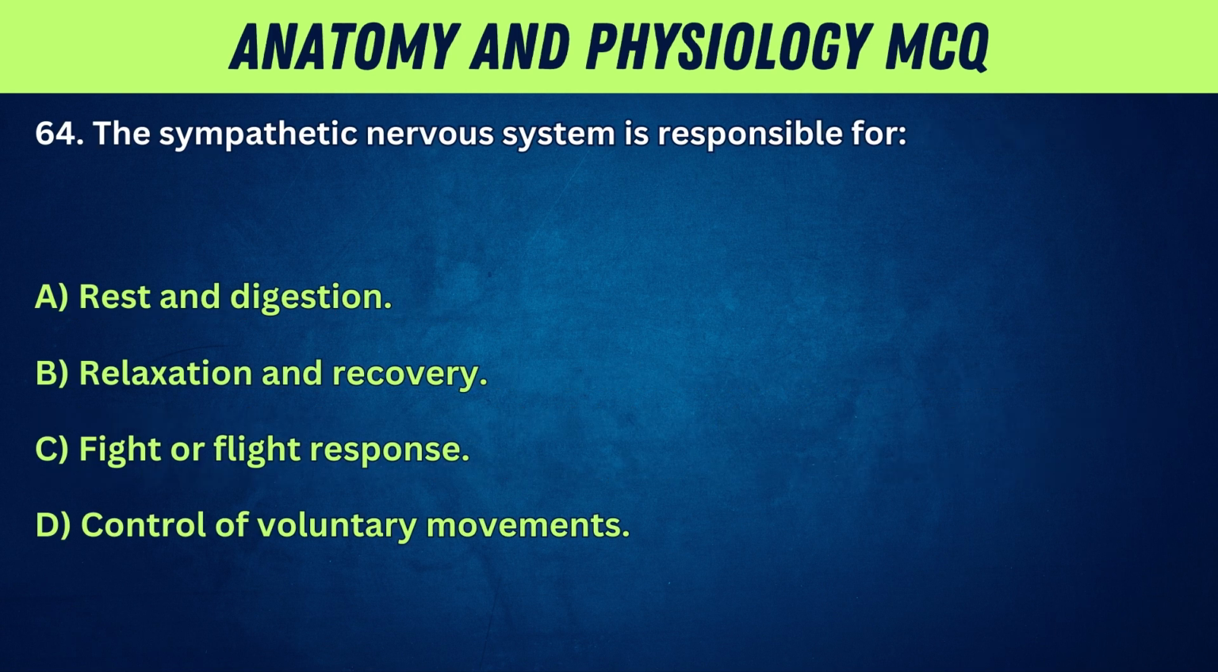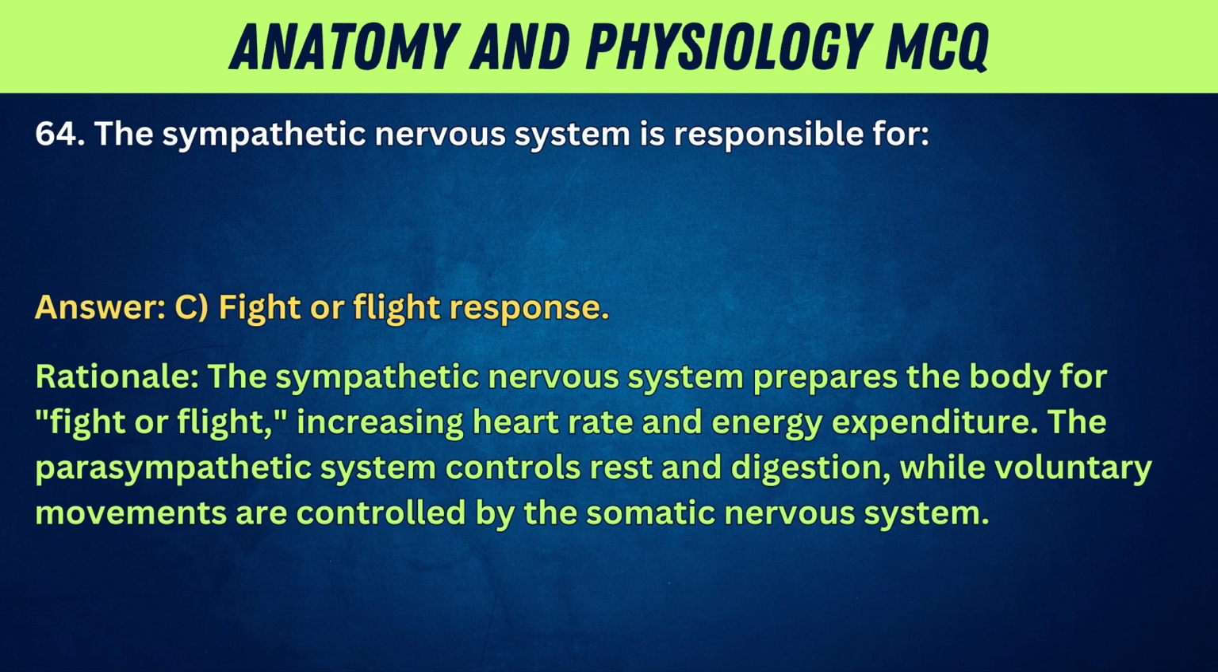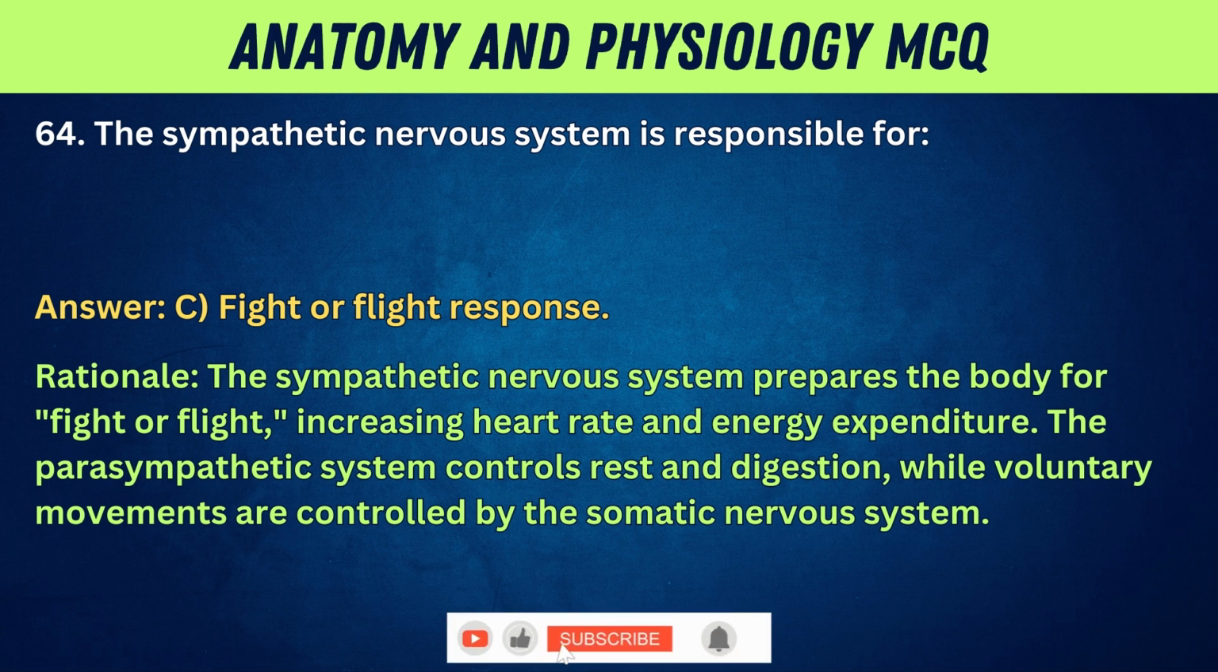64. The sympathetic nervous system is responsible for A. Rest and digestion, B. Relaxation and recovery, C. Fight or flight response, D. Control of voluntary movements. Answer: C. Fight or flight response. Rationale: the sympathetic nervous system prepares the body for fight or flight, increasing heart rate and energy expenditure. The parasympathetic system controls rest and digestion, while voluntary movements are controlled by the somatic nervous system.